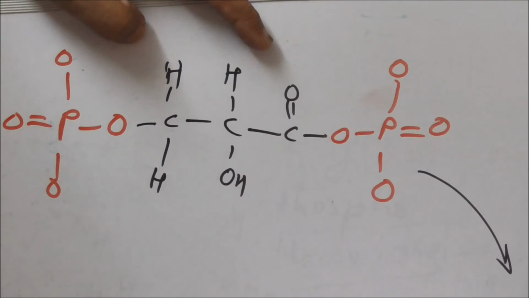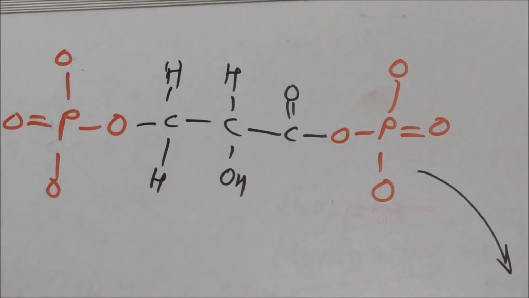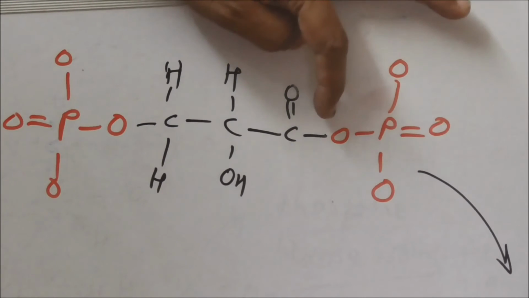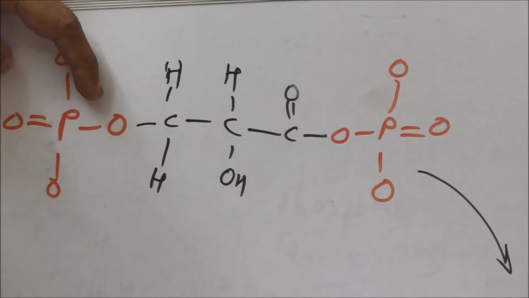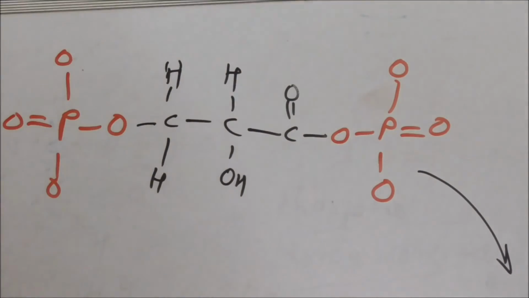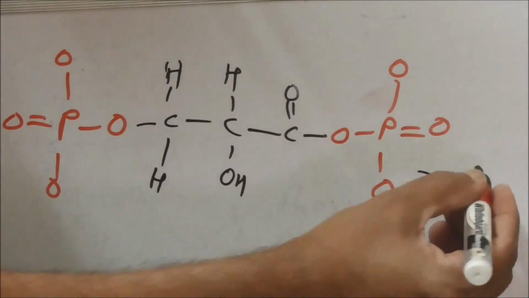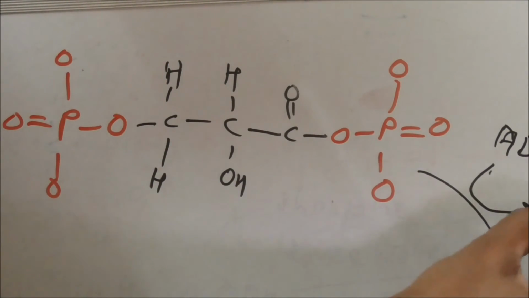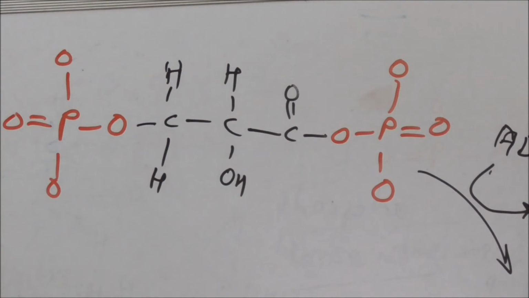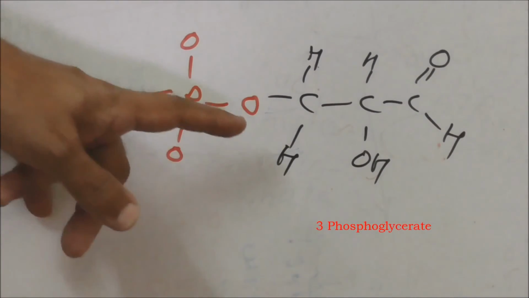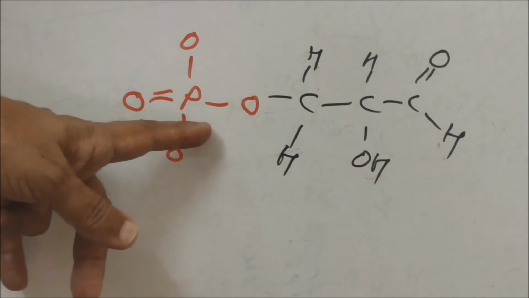Now, this 1,3-diphosphoglycerate is subjected to the action of phosphoglycerate kinase, wherein the newly attached phosphate group is detached in the first carbon position, while in the third carbon position it remains as it is. And this time the phosphate removed is picked up by one ADP molecule, so that it becomes one ATP. The product of this reaction is 3-phosphoglycerate, that is, glycerate with phosphate in the third carbon position.